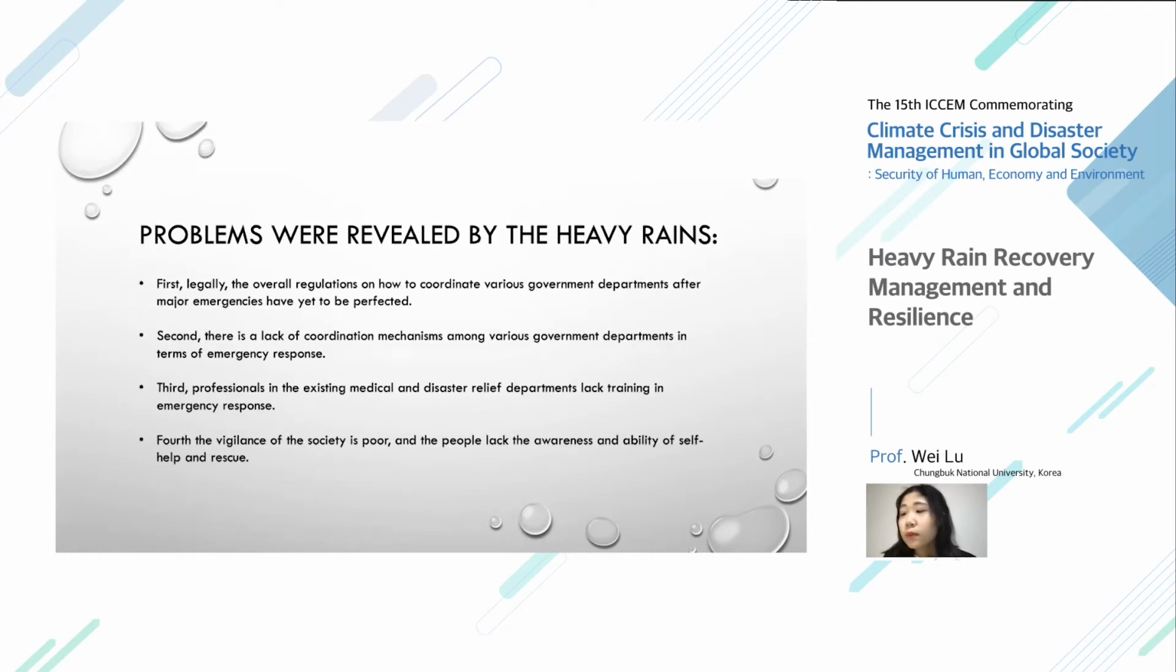The following problems were revealed by the heavy rains. First, legally, the overall regulations on how to coordinate various government departments after major emergencies have yet to be perfected. Second, there is a lack of coordination mechanisms among various government departments in terms of emergency response.